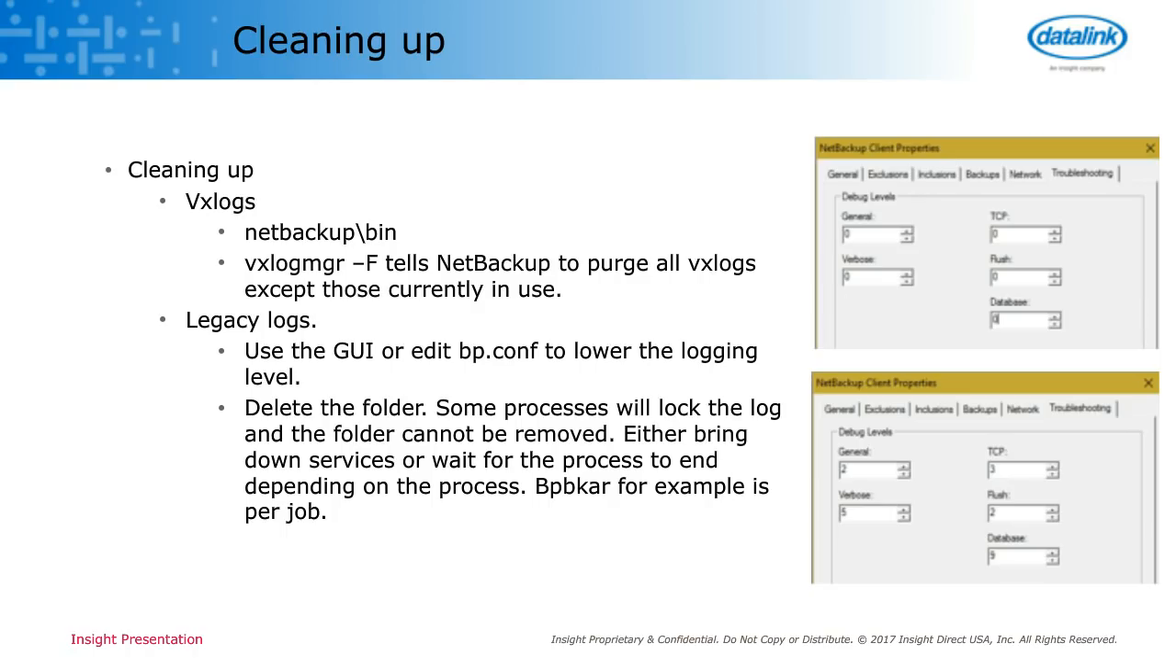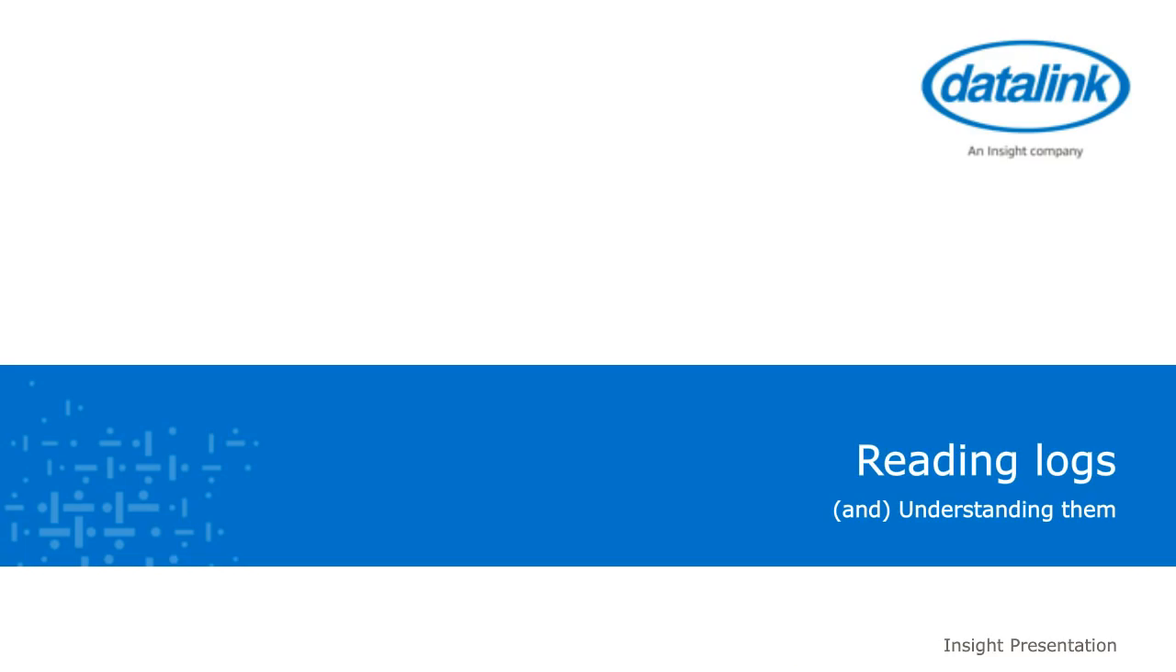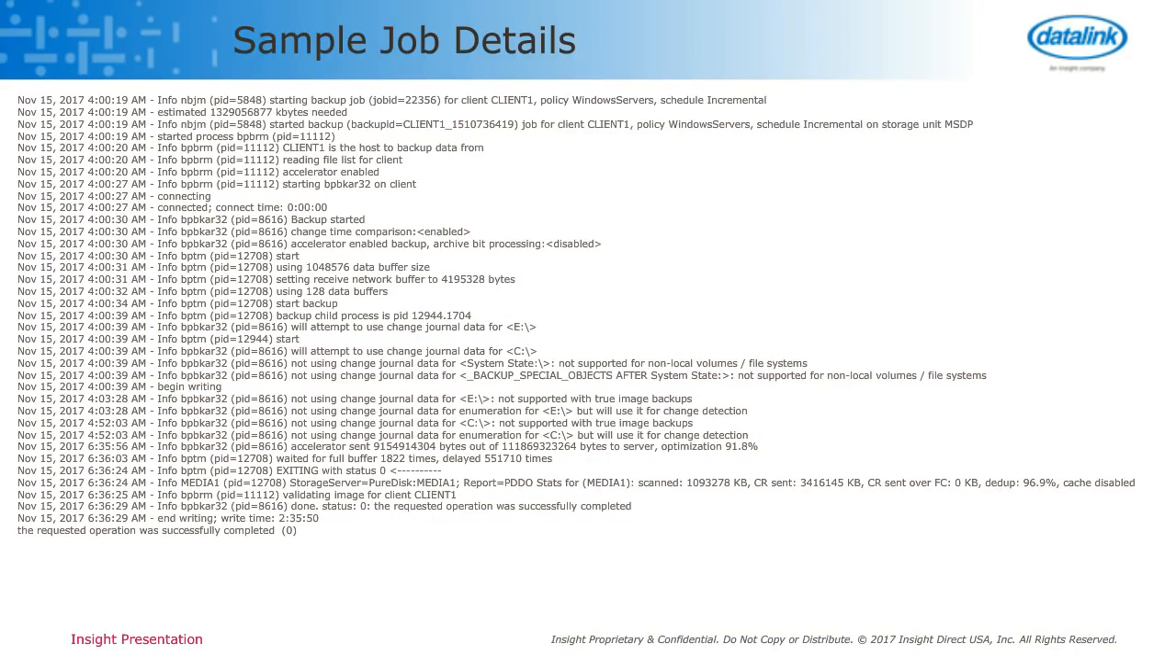So let's move into reading these logs. We've gone and we've gathered them up, so let's dig into reading these logs and understanding them. Here's a sample job details, and this is just pulled from an activity monitor of a standard job. We've just run a backup here.